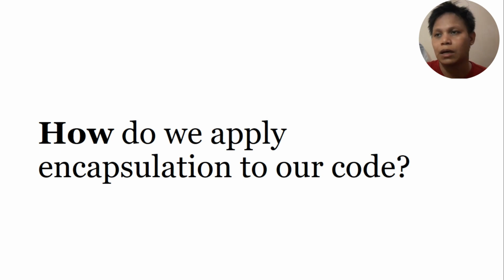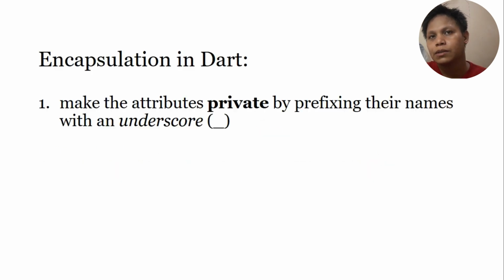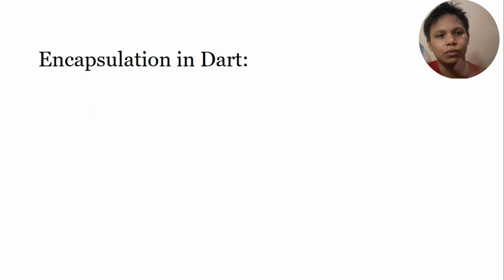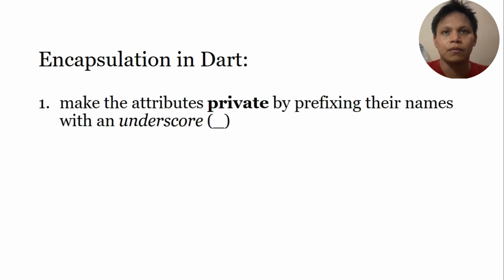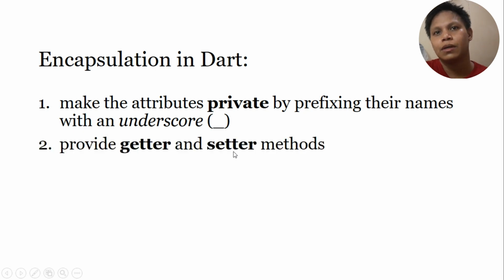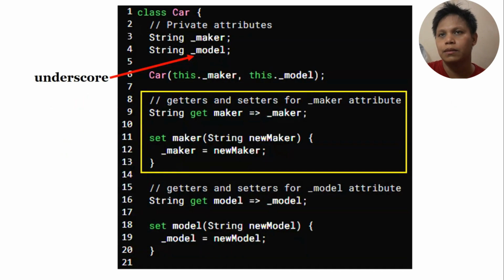Specifically in the Dart language, there are two things that we need to implement. One, for each attribute, we make the attribute private. And how do we do that? We prefix each name with an underscore. The second is we provide getters and setters for each of those private attributes. And here's an example of that.